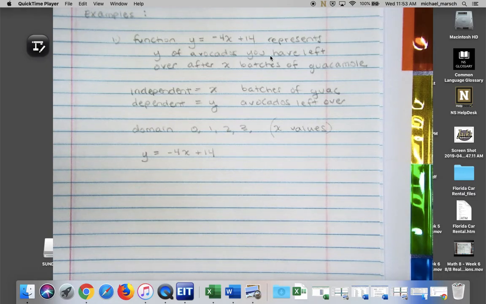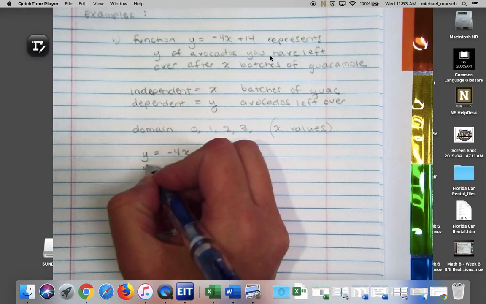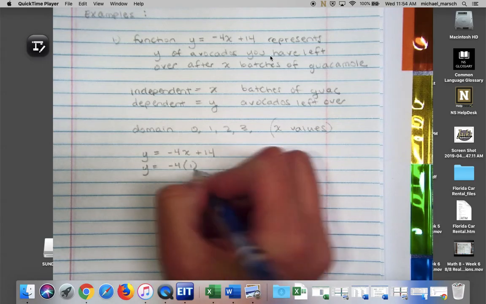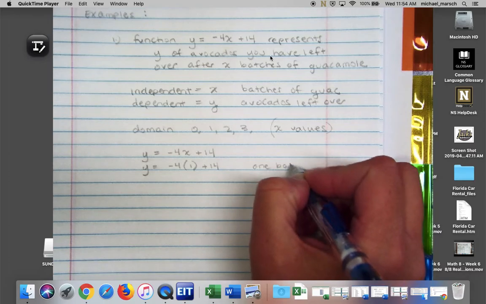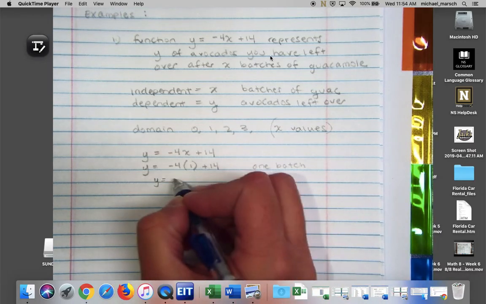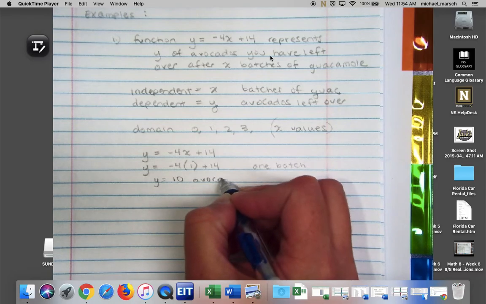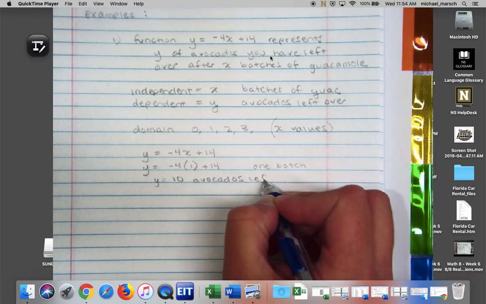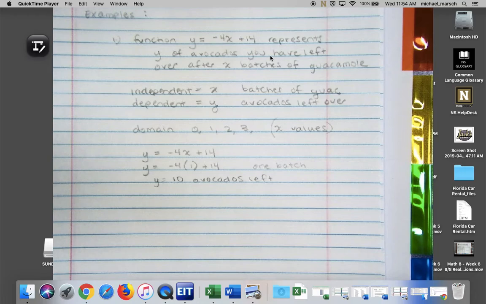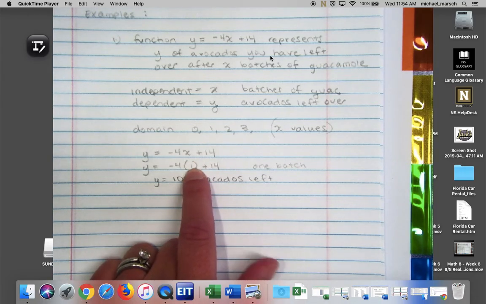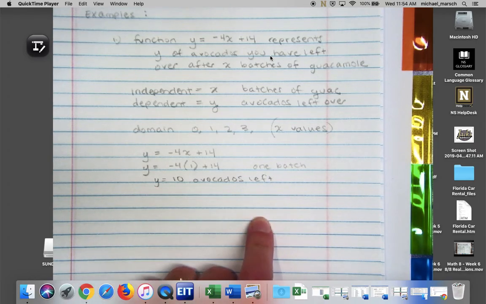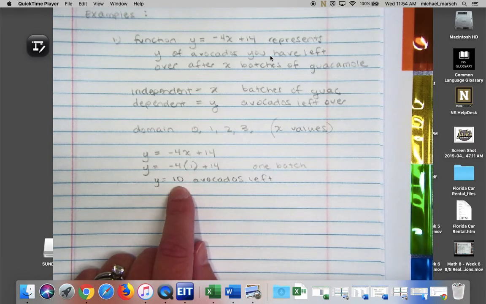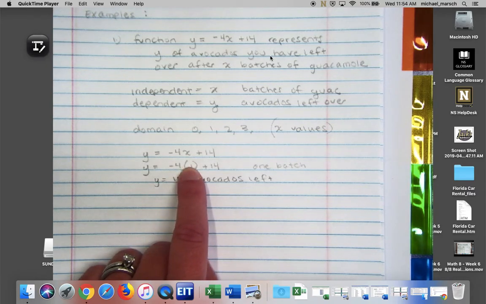So if I do one batch, Will, how many am I going to have left? Yep. Right, so if I put that 1 in for x, that's my independent variable, and then based on that, I can find out how many avocados are left over. So this 10 is literally depending on this 1 here, like how that works out.